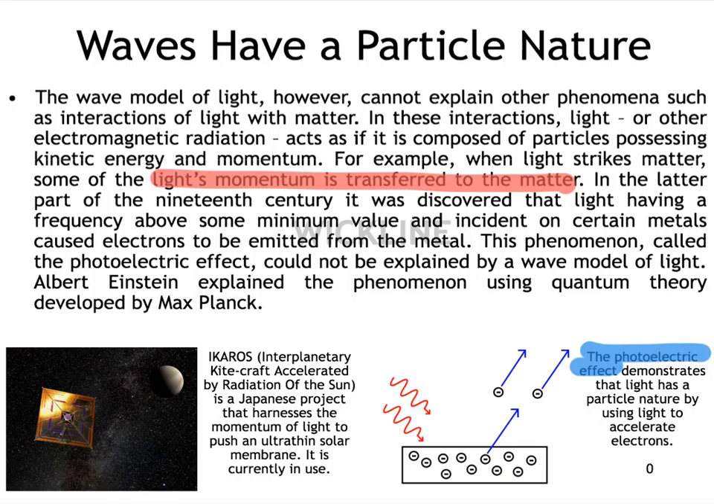We use the photoelectric effect all the time. Any kind of automatic door, like anytime you walk in front of a door and it opens for you, that's using the photoelectric effect. It's basically where you are blocking this light path, and that's what sets the whole cycle in motion. So the photoelectric effect demonstrates that light has a particle nature by using light to accelerate electrons.